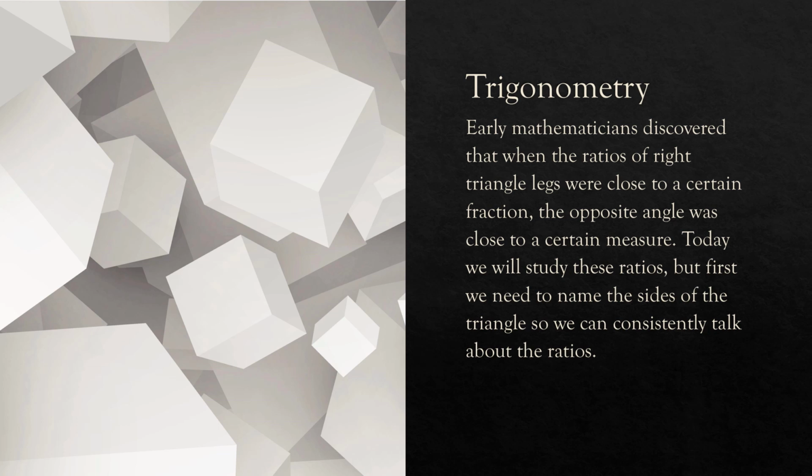Early mathematicians discovered that when the ratios of right triangle legs were close to a certain fraction, the opposite angle was close to a certain measure. Today we will study these ratios. But first, we need to name the sides of the triangle so that we can consistently talk about the ratios.